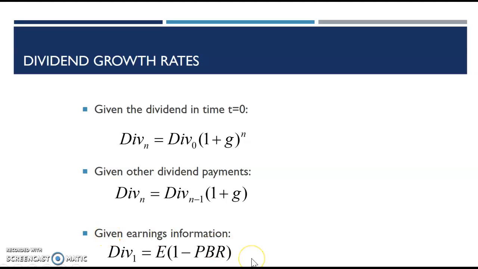Then, what happens if instead of being given dividend zero, I'm told information about my earnings and my plowback or retention ratio? So your dividend, remember, involves a decision. How much of your earnings do you pay out in the form of dividends versus how much do you retain? So your retention or plowback ratio, 1 minus that is the payout ratio. So take your earnings times your payout ratio, or times 1 minus your plowback ratio, to figure out the dividend in that given period.